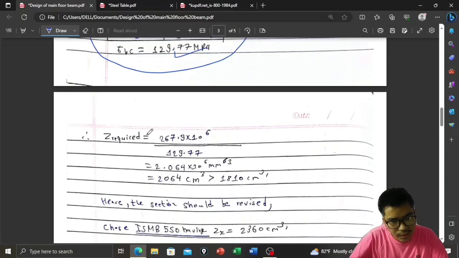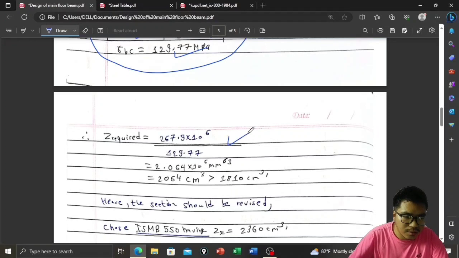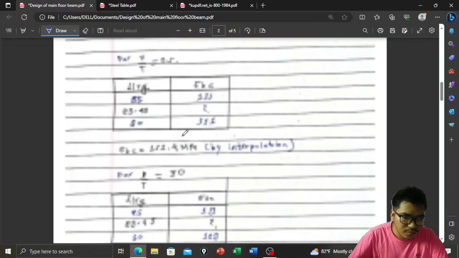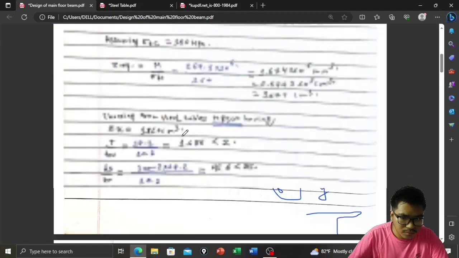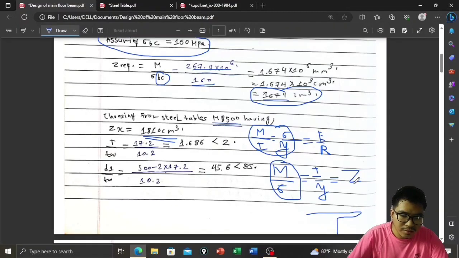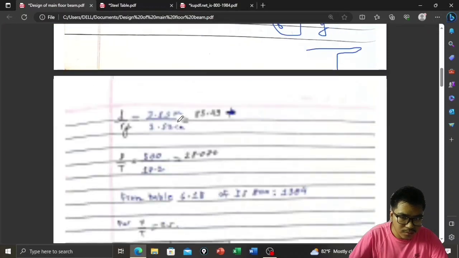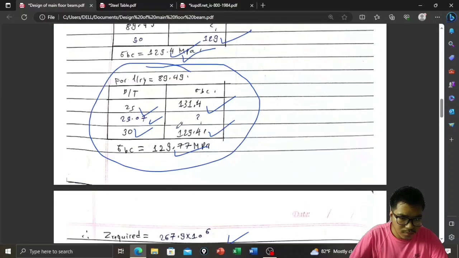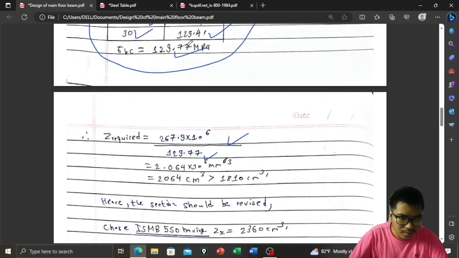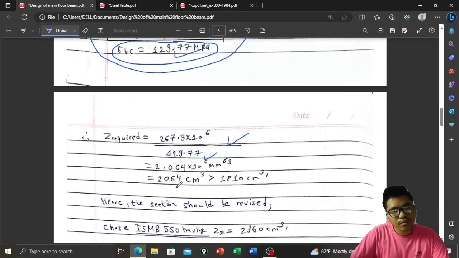So Z required is: the moment was this, and sigma BC is this. I have already derived the formula of Z, M by sigma. This sigma, 160, is assumed, but 129 is the required sigma. So Z is 2064.